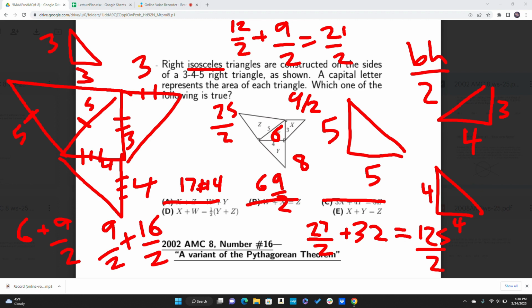9 plus 16 is 25. So we've got 25 over 2. So that's correct. X plus Y does equal Z. And we're done with that.